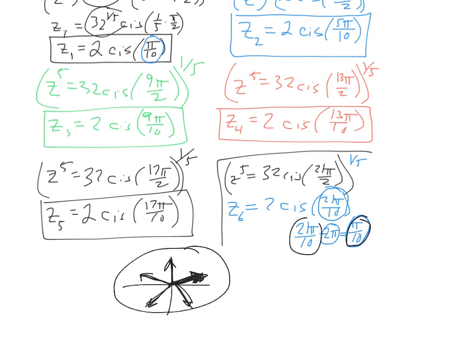Now, you hopefully noticed at the beginning of the problem that it said, write your answers in cis notation, which means it's fine to leave it here. You do not need to plug these into the calculator. If it said a plus bi and they were non-unit circle values, you'd use the calculator to do the cosine of 17 pi over 10 and the sine of 17 pi over 10. This is definitely something that you guys can do.